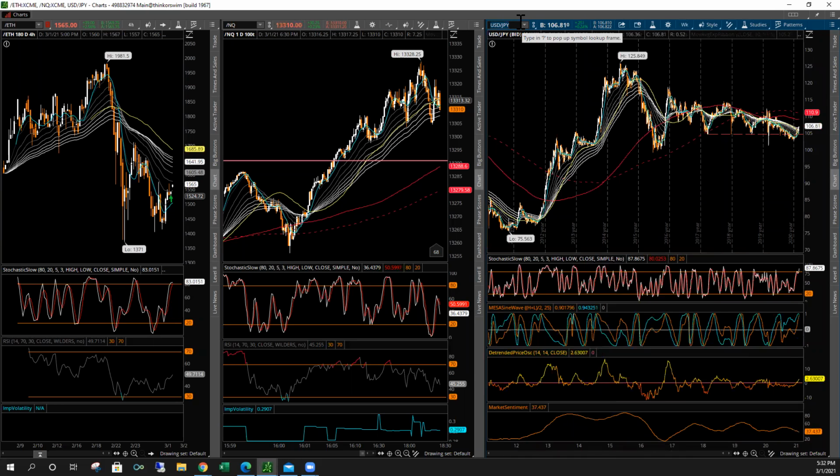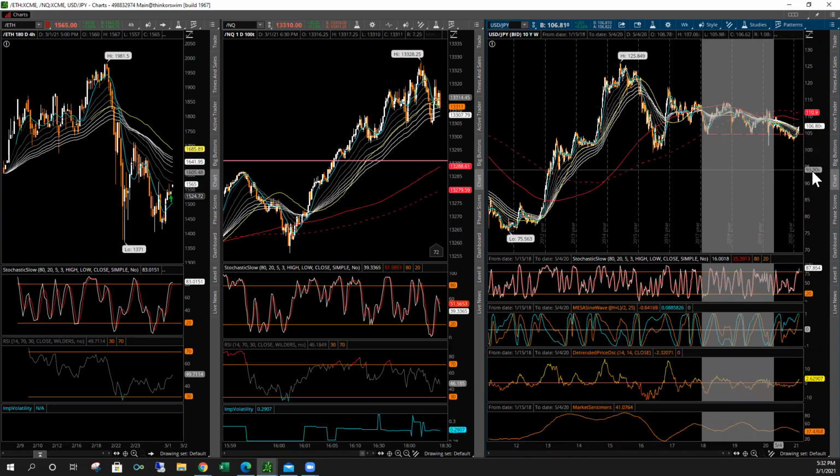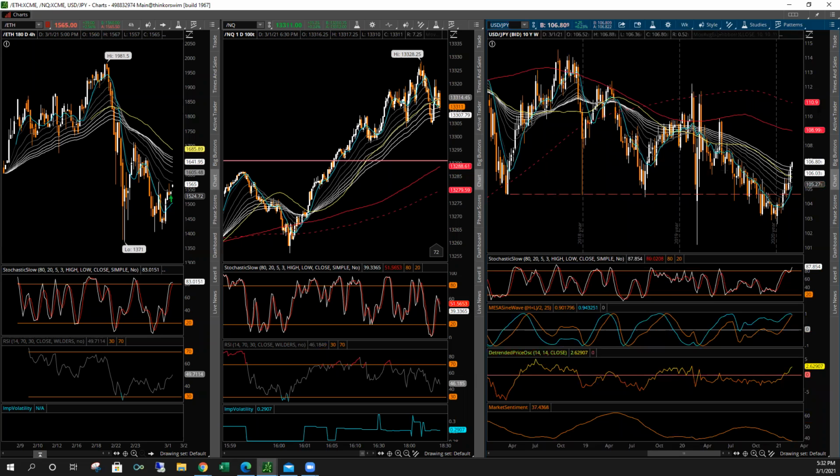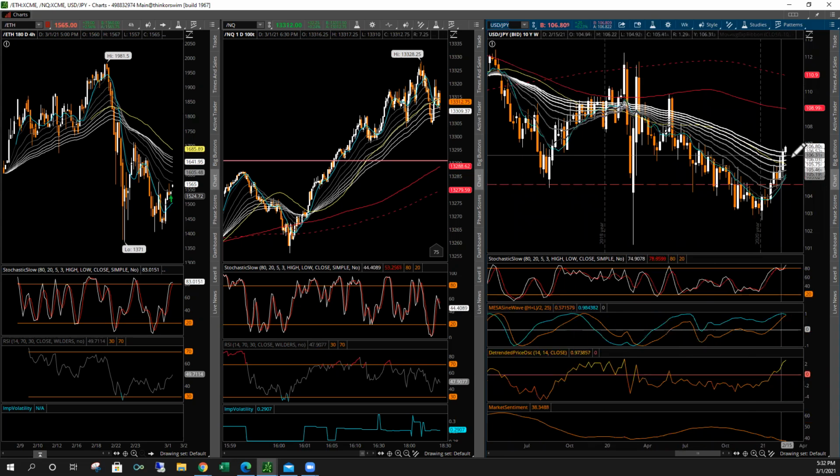Dollar yen, same kind of thing. The yen has acted a little bit different than some of the other majors. But you are trying to get above the band, so keep an eye on that in dollar yen. I didn't really highlight that in this morning's session.